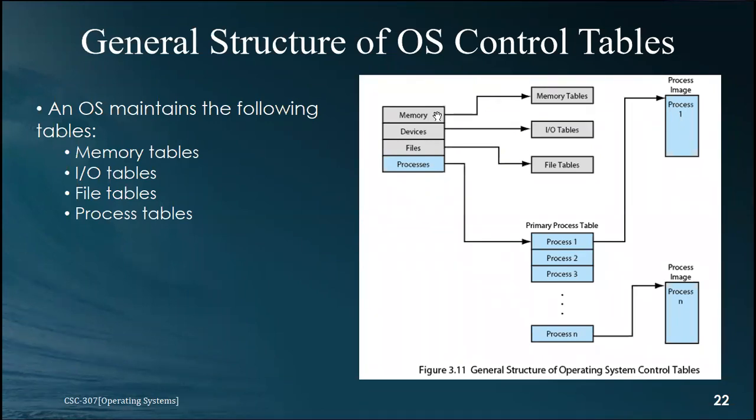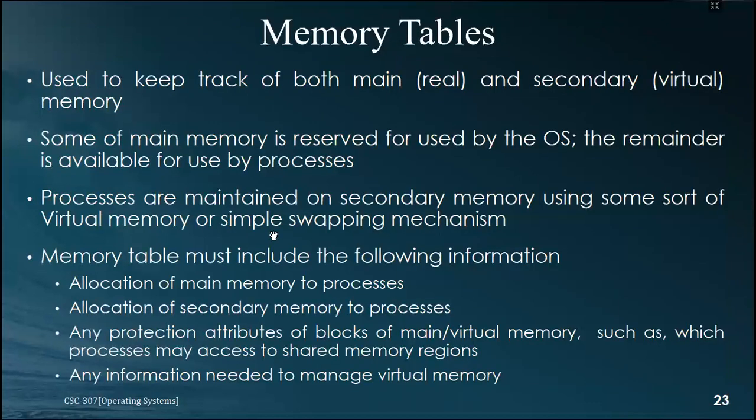Then we have, finally, the process. We have seen that each process has an image. One simple example is the process control block: each process has a name, each process has an ID, each process has accounting information, and so on. There is a lot of information, so those need to be stored as well. So this is the general structure of the control table. Now we'll study in detail one by one.